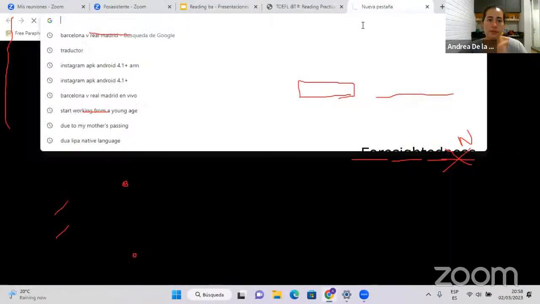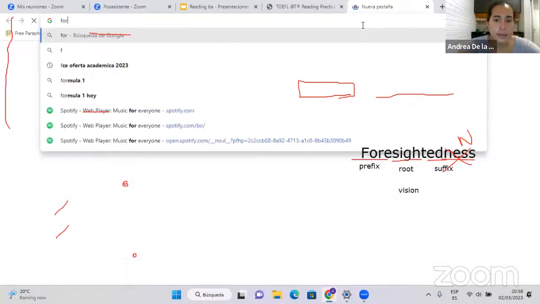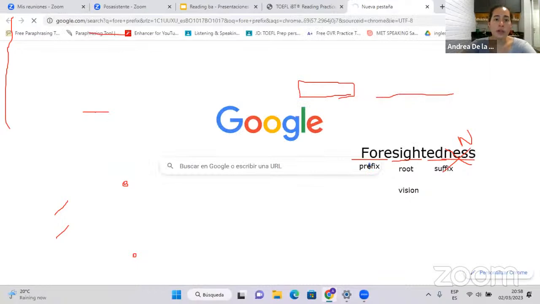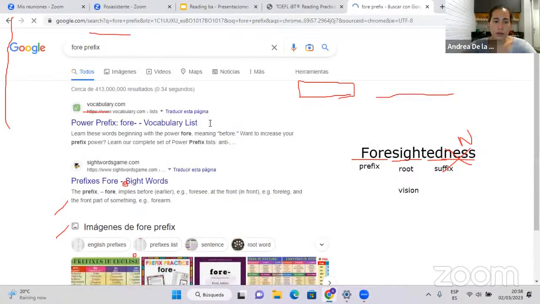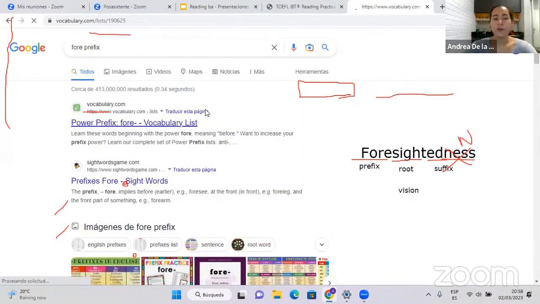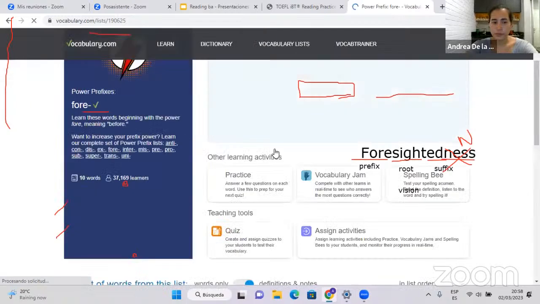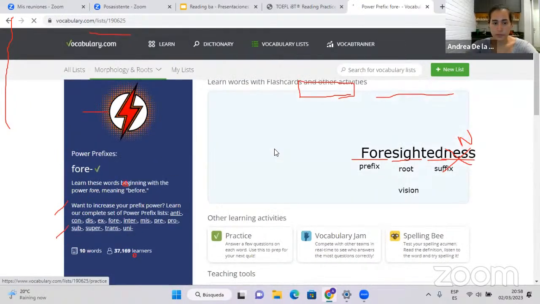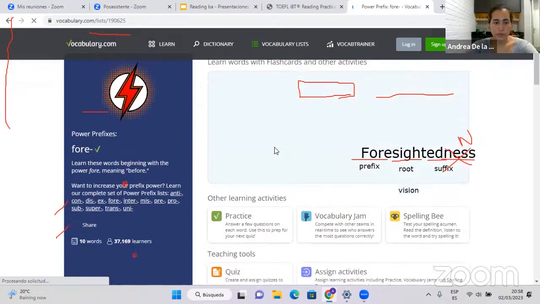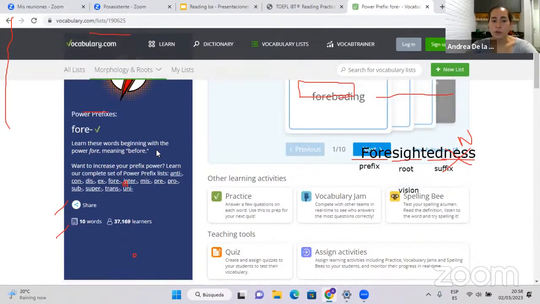Do you guys know? For example, forecast has that same prefix, or foreshadowing. So if we look it up, you know, forecast, the weather forecast, do you guys know what it is? The weather forecast is a prediction of the weather, right? So for basically is a prefix that has to do with before, okay?